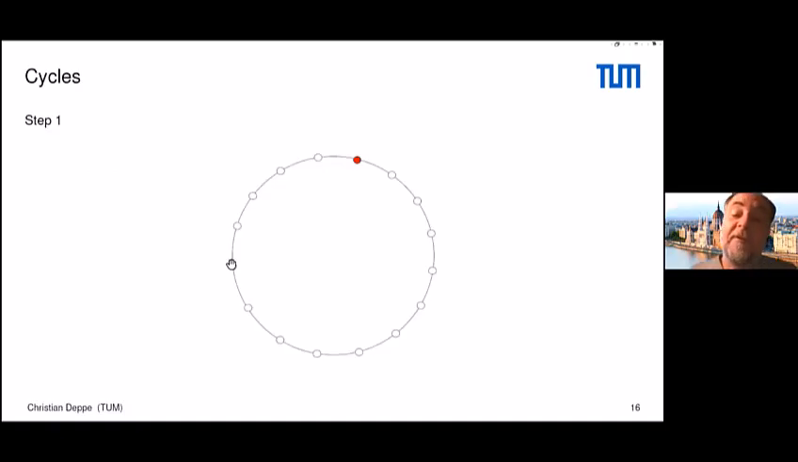So let's go for a cycle. Again, we have this example here with 16 positions, and we have an element which is moving. It can move one step to the right, again one step to the right, and then it can move backwards, or it can also stay. Does someone have a proposal for what we can do now in this model?